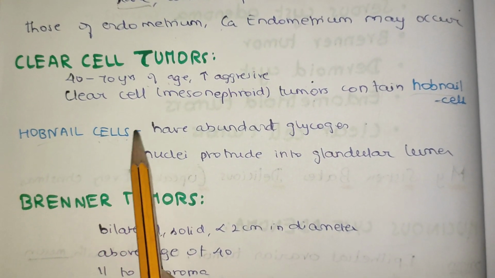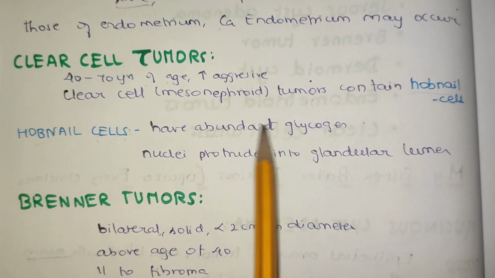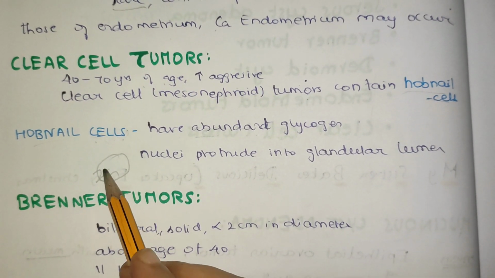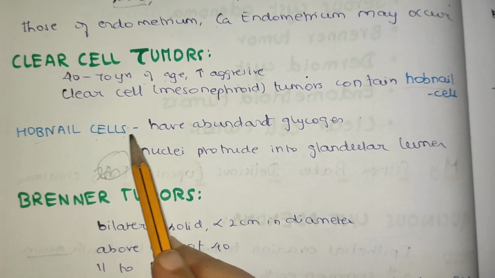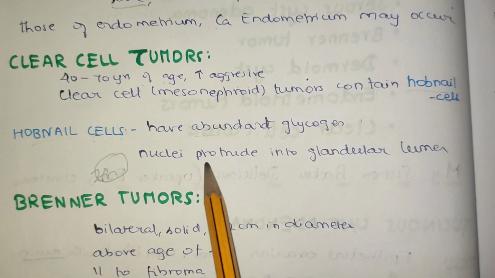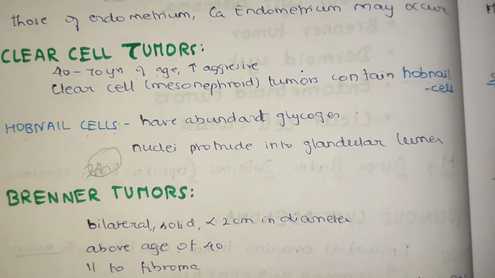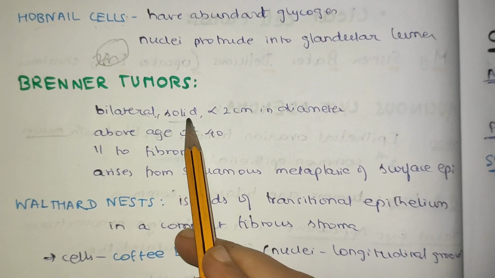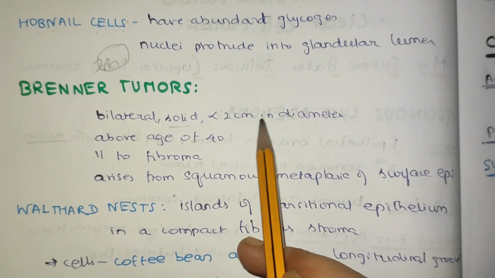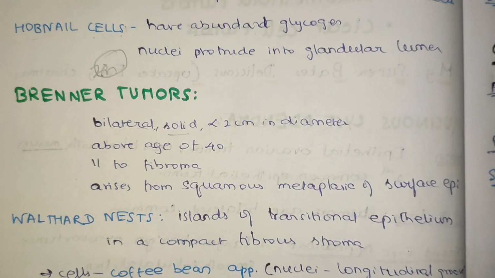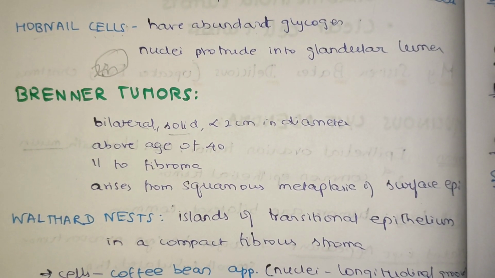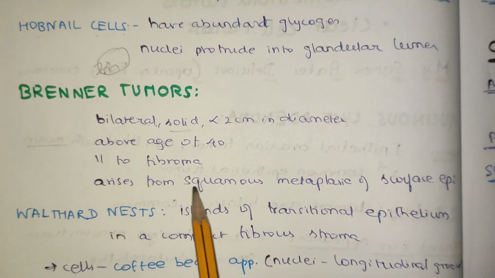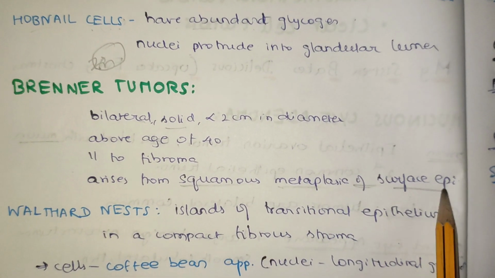What are hobnail cells? These cells have abundant glycogen, and the nuclei of these cells protrude into the glandular lumen. So hobnail cells have abundant glycogen, and the nuclei protrude into the glandular lumen of the tumor. Next one is the Brenner's tumor. These are bilateral and solid, and less than 2 cm in diameter. It occurs above the age of 40 years, and Brenner's tumors are similar to fibroma, and arise from the squamous metaplasia of surface epithelium.